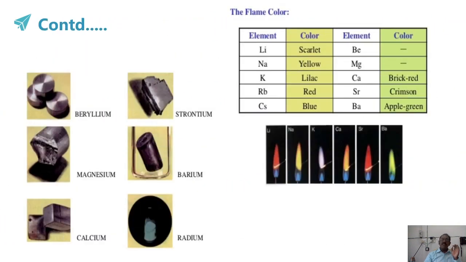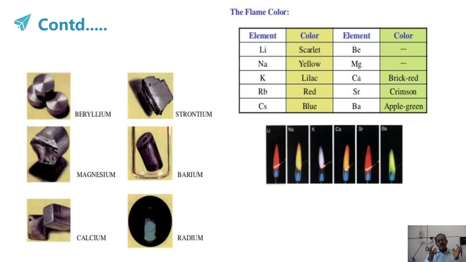Now you can see the elements yourself. All the elements are solids. Beryllium you can see, and magnesium. Magnesium is used in crackers: as you burn the crackers, the colorful lights that come out have magnesium as one of the ingredients. And calcium, you know as calcium carbonate in chalk pieces.